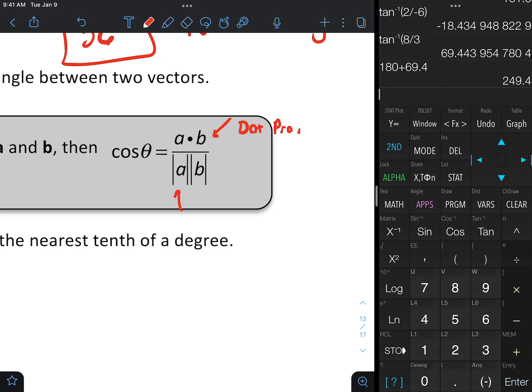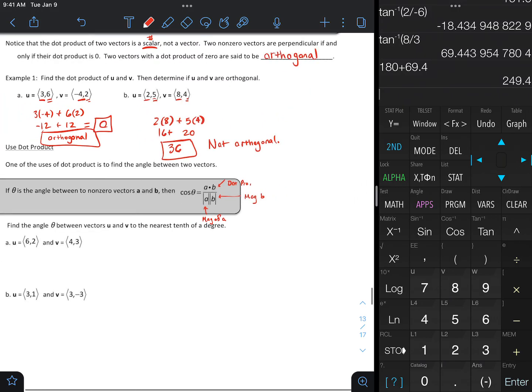And then right there, that's the magnitude of A. So you'll have two different vectors. That's the magnitude of your A vector, and then this right here is the magnitude of your B vector. So you're going to need to find your dot product, your magnitude of A, your magnitude of B, and then you can pop those into the formula.